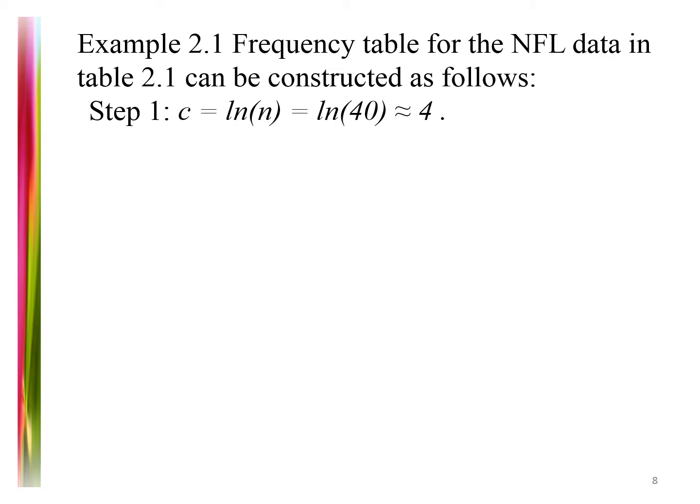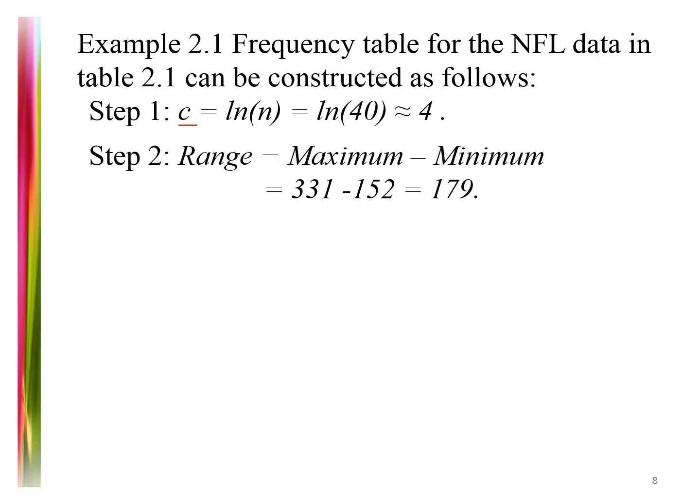It should be equal to the logarithm of n. In this case we have 40 observations, so the logarithm of 40 should be about 3.87, which is approximately 4. This is the number of classes. The number of classes should be an integer, not a decimal, so we have to write down a suitable integer value. Then step 2, range calculation.